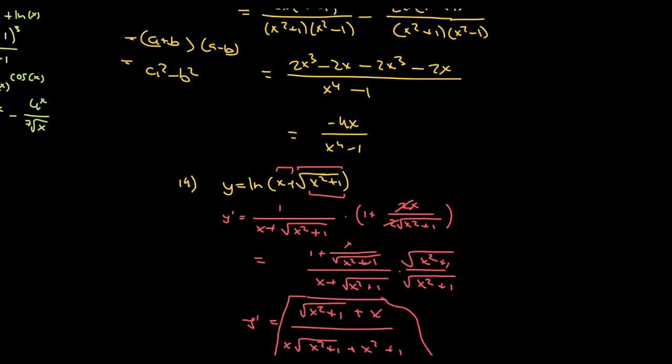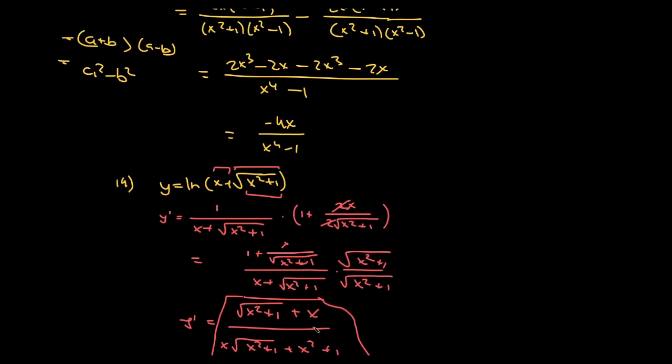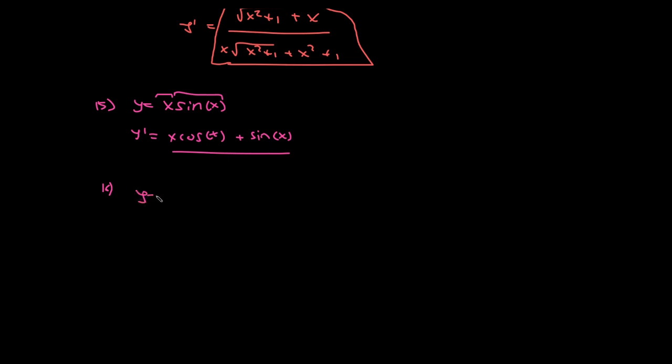I have to take a little bit of a breather. Alright, the next one is tangent squared x plus 1. That's alright. If you remember from the trigonometric episode, the derivative of tangent x is 1 divided by cosine of x squared.